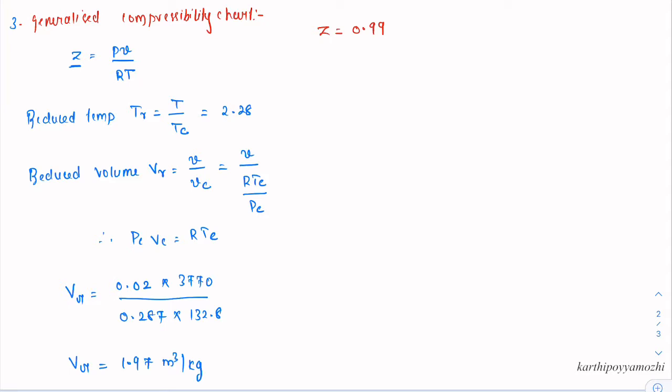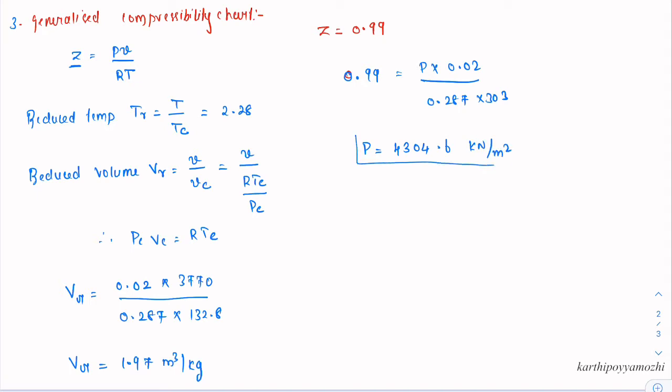When you substitute this value of Z in this equation, you can find the value of P. 0.99 is equal to P into 0.02 divided by 0.287 into 303. From this, the value of P is calculated as 4304.6 kilonewton per meter square. Now we have also found out the value of pressure exerted by the air using the generalized compressibility chart.